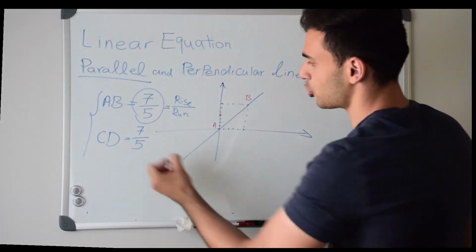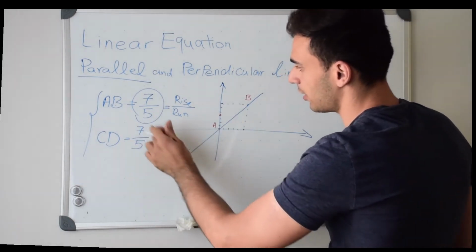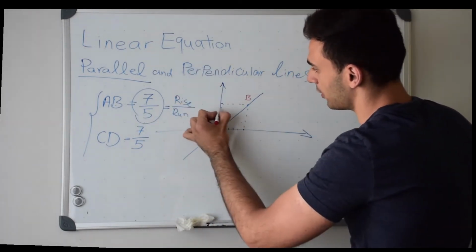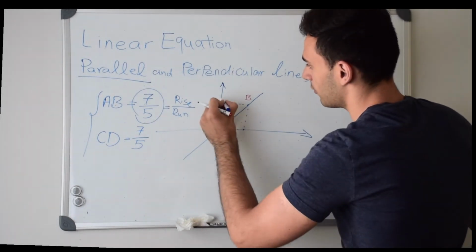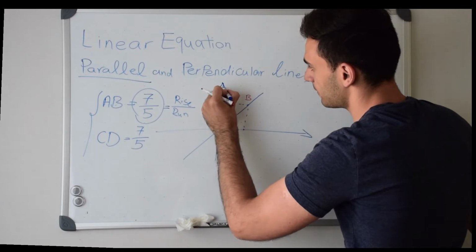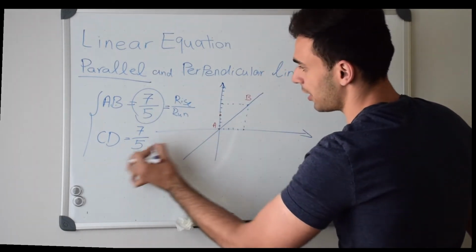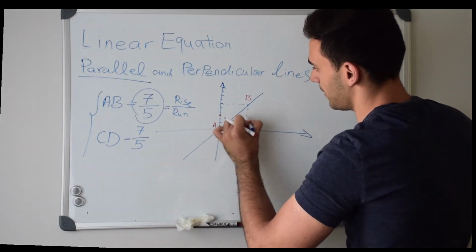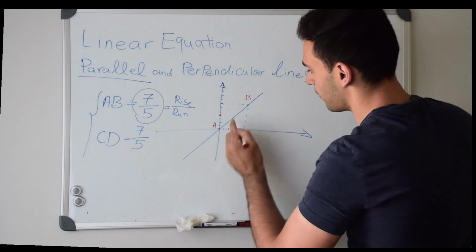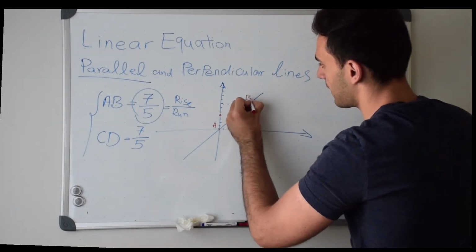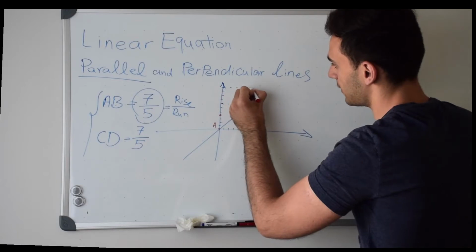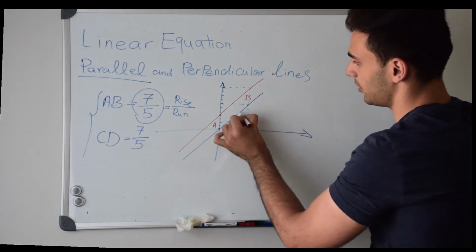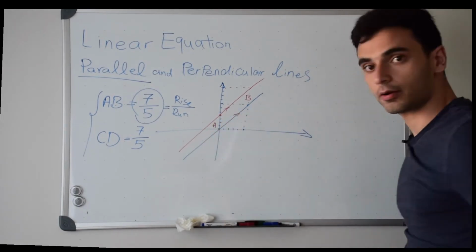Again, rise over run is going to be 7/5. It means from this point you go up 7 units: 1, 2, 3, 4, 5, 6, 7. And I'm going to go to the right 5 units from here: 1, 2, 3, 4, 5. So the other point is going to be this point here. If I make this line, now we see these two lines are parallel.